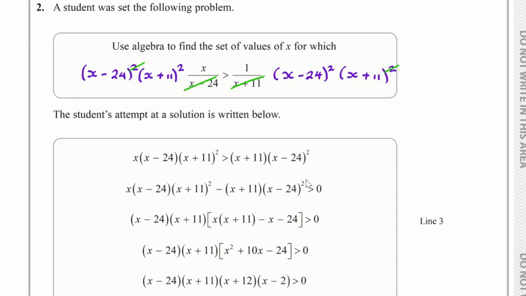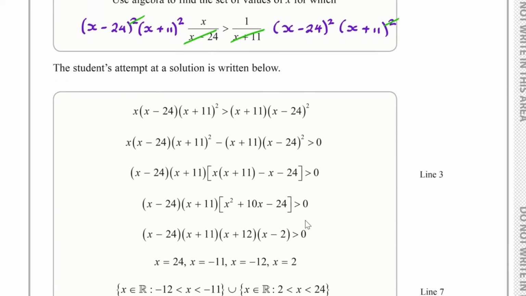Then they've taken everything over to one side, and then they've attempted to factorize. They've noticed that in common they have an x minus 24 lots of an x plus 11, and then inside this big bracket they have x minus x plus 11, which gives this term, and then they have over here minus x minus 24. Well, this is incorrect because the x minus 24 should be in a bracket.